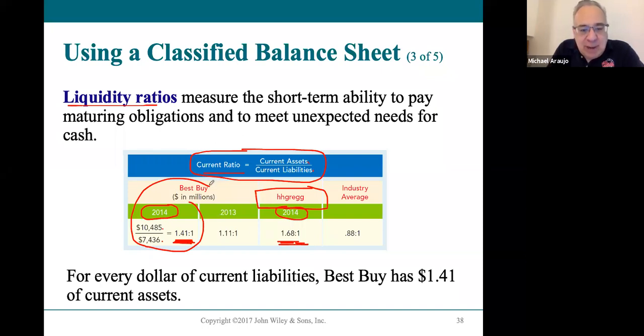However, when you look at Best Buy from 2013 to 2014, their ratio went from 1.11 to 1 to 1.41 to 1, which means that in 2013, they only had $1.11 of current assets to cover every dollar of current liabilities. And they increased that to $1.41 of current assets for every dollar. So they actually increased their liquidity ratio. They made themselves a bit healthier here. Okay, but H.H. Gregg certainly is in a very, very good liquidity position.